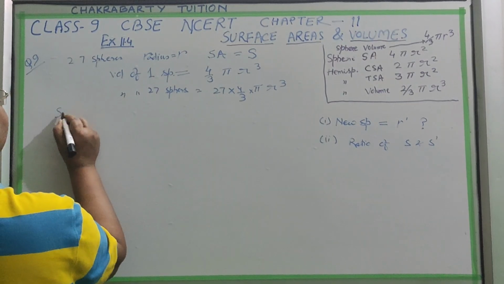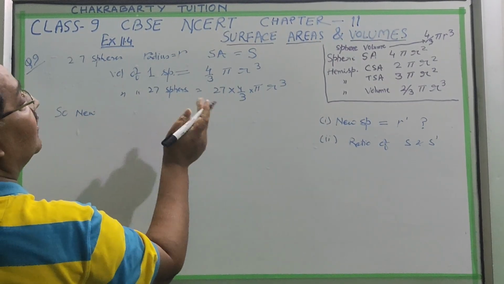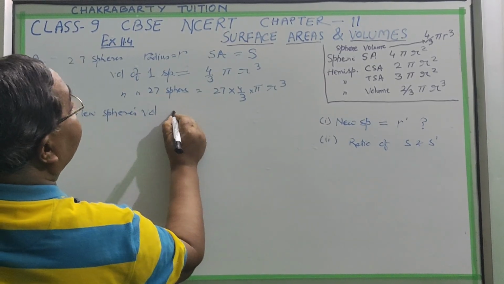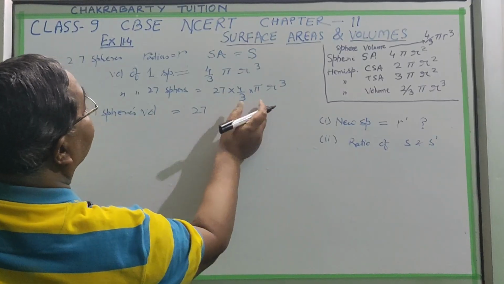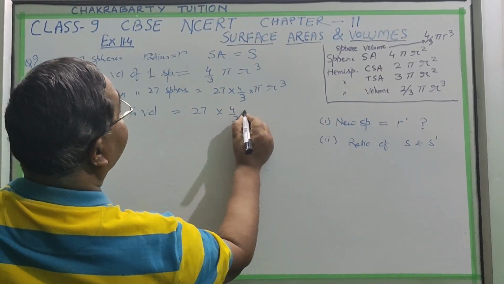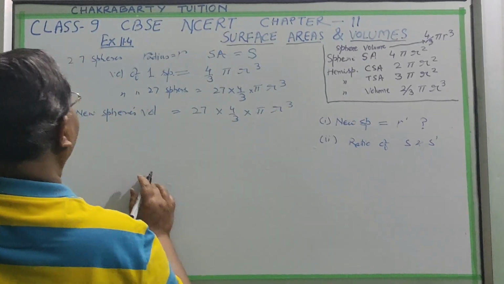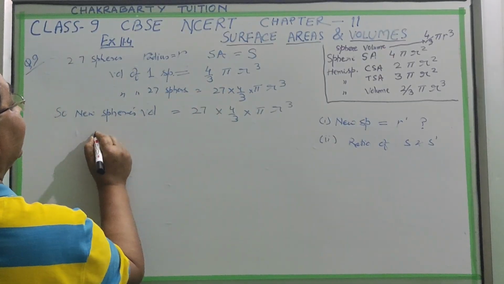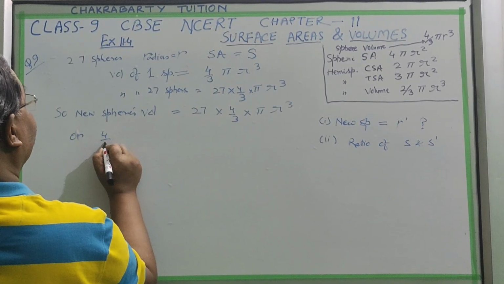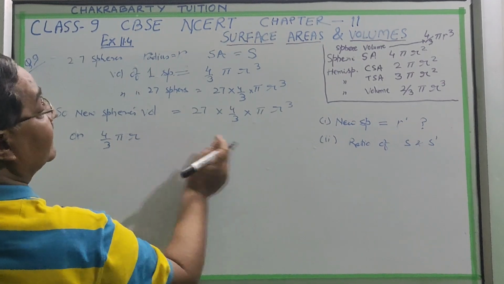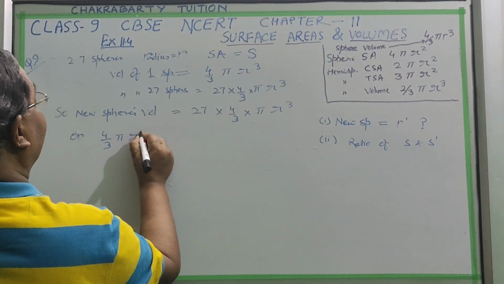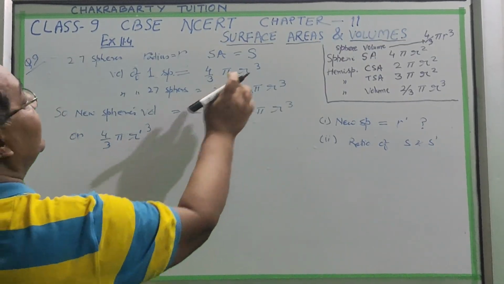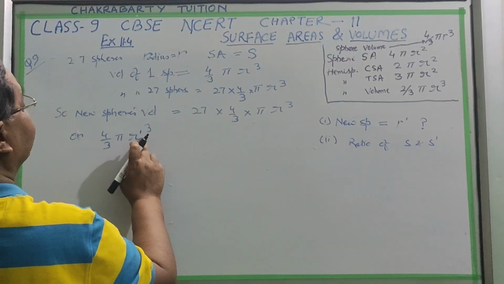So the new sphere's volume will be equal to this much only, because we are using it after melting. Into pi r cube. And as per the formula, the volume formula is 4 by 3 pi r cube. Here they are saying it is r dash, so it will be 4 by 3 pi r cube, and r will be treated as r dash.